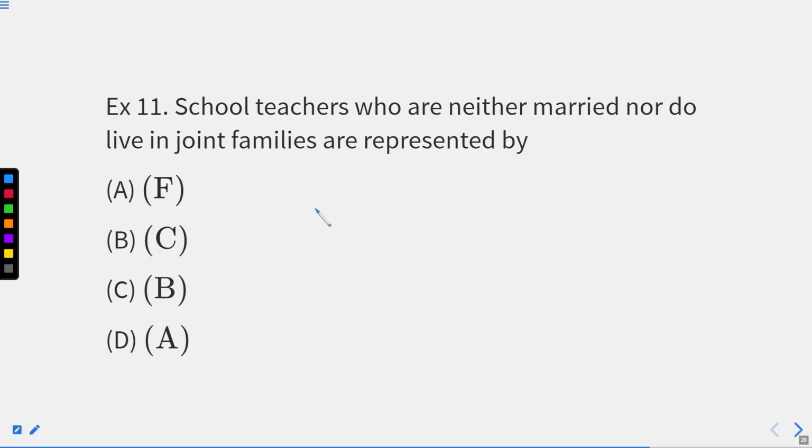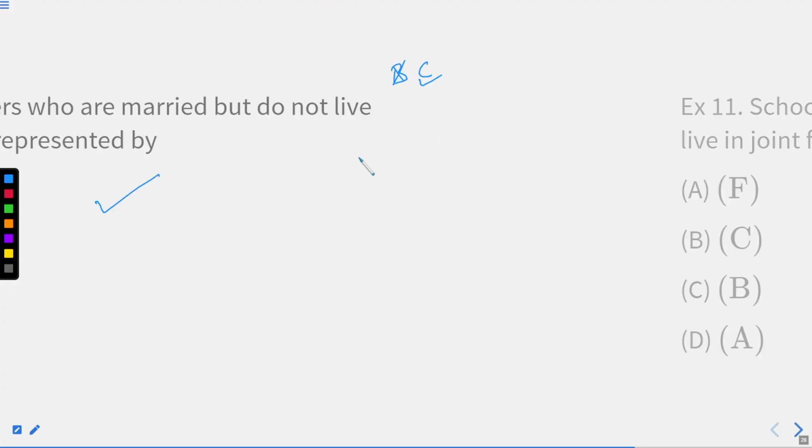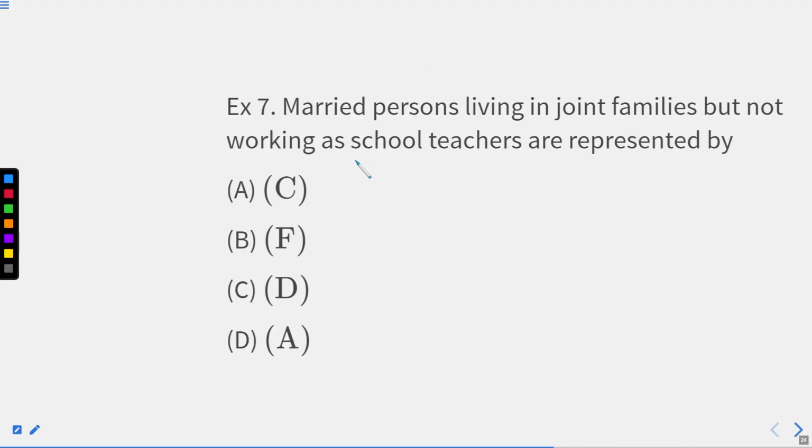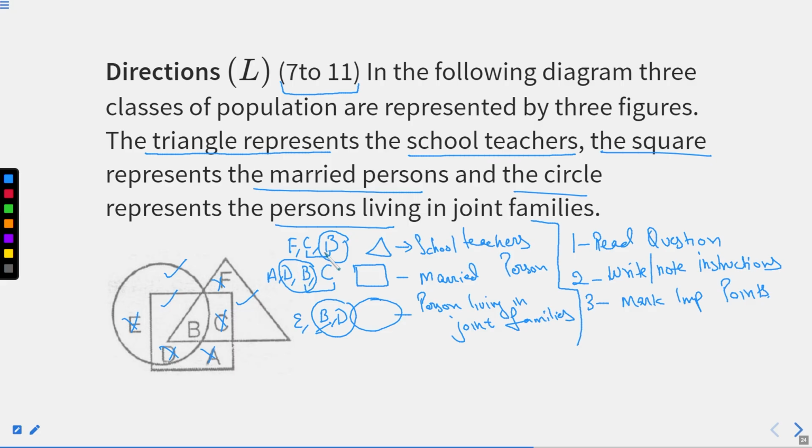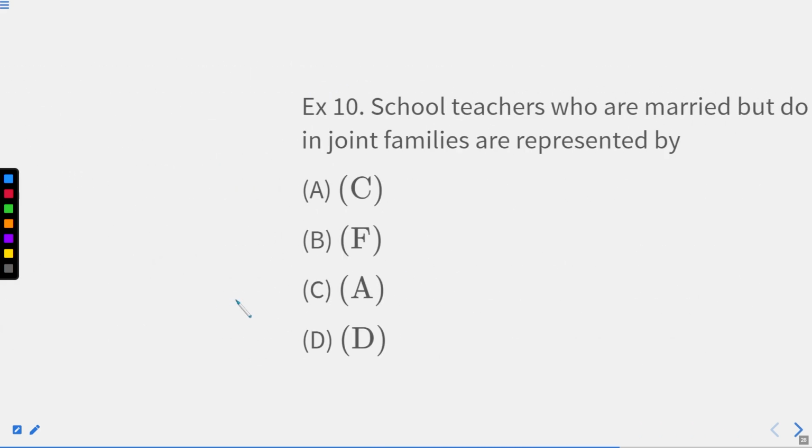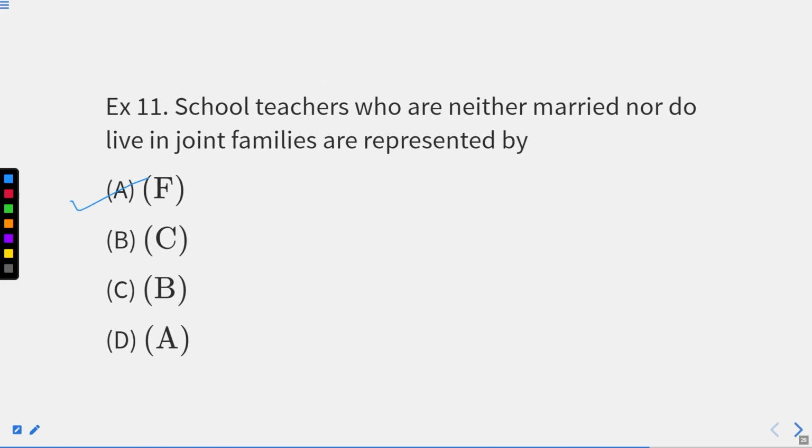School teachers who are neither married nor live in a joint family. So we need a school teacher who is not part of anyone or anything else, right? You can see a school teacher is represented by the triangle and only F is there, which is not part of any other figure, right? So F will be the answer in this case, right? Here you will find your answer directly, right? F is a school teacher who is neither married nor lives in a joint family. I hope this part is clear, right?